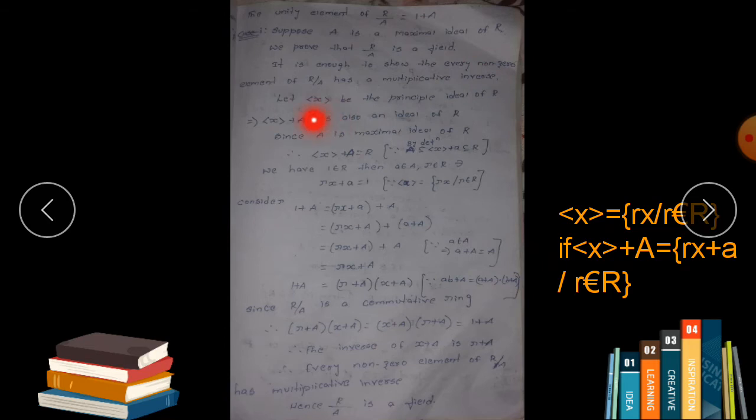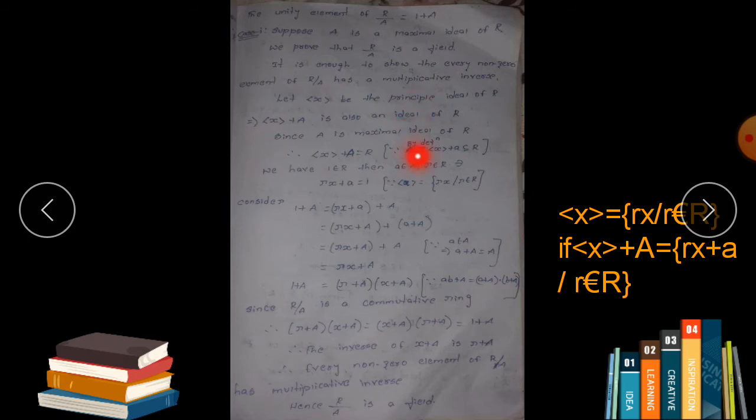For this case, let's take ⟨x⟩, the principal ideal generated by x. If x belongs to R, then in R/A the elements take the form x + A. Any element you take in R/A will be like a + A, b + A, and so on. So ⟨x⟩ + A is an ideal of R. Since A is a maximal ideal of R, by definition A ⊆ ⟨x⟩ + A ⊆ R. In the definition you have A ⊆ B ⊆ R; instead of B, here we have A ⊆ ⟨x⟩ + A ⊆ R.